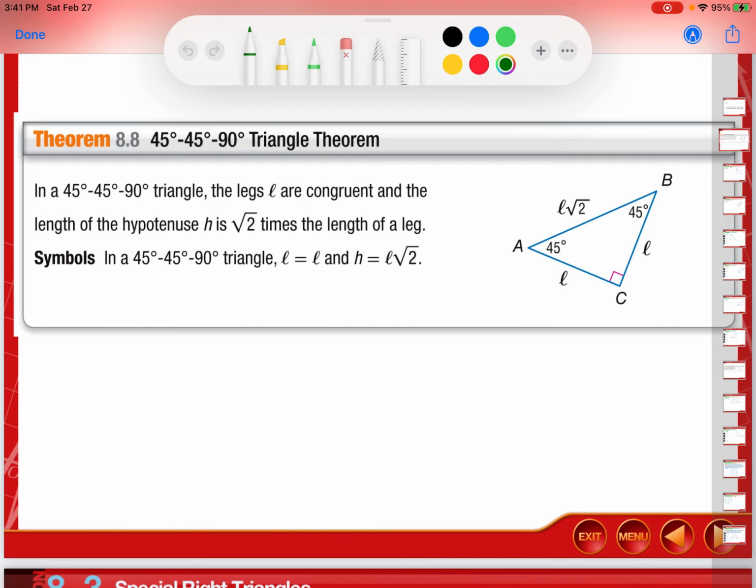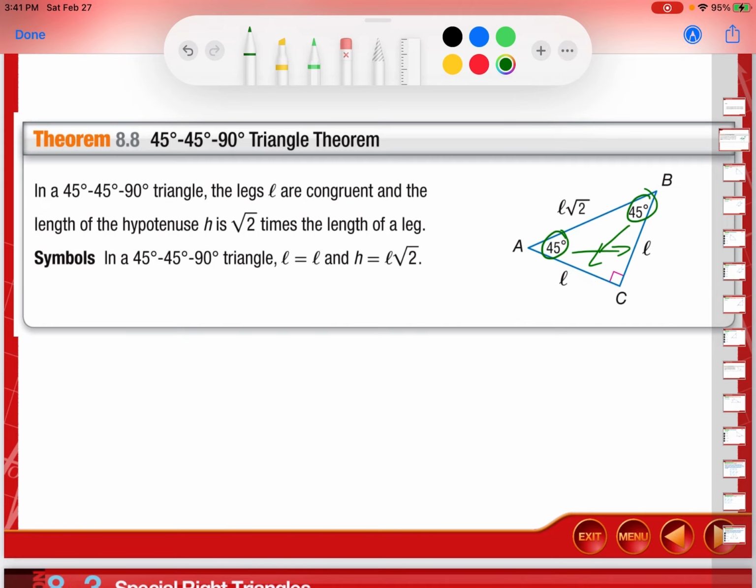And so essentially, anytime you have a 45, 45, 90 triangle, the legs L are congruent, which we've talked about before. If the angle measures 45 and 45 are the same, then the opposite side lengths must also be the same. And so the legs are congruent, and then the length of the hypotenuse is square root 2 times the length of a leg.